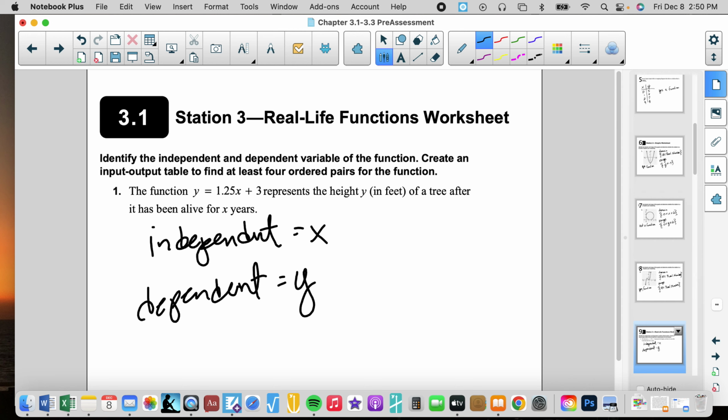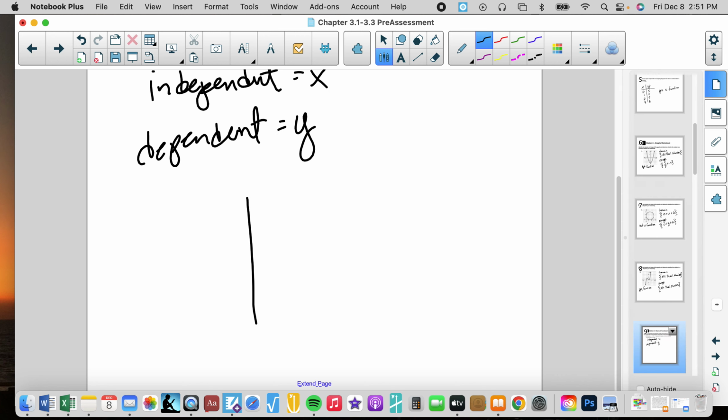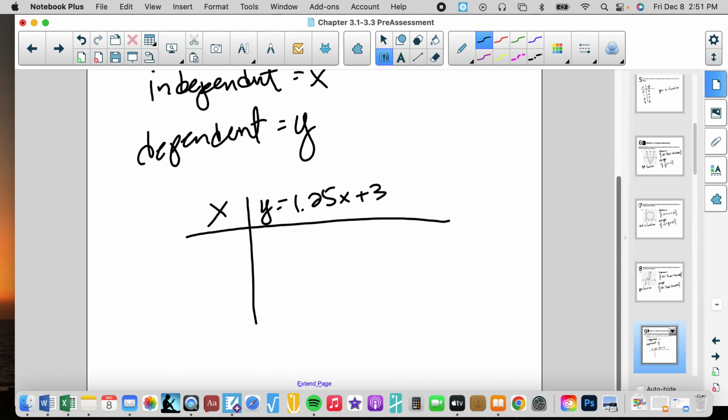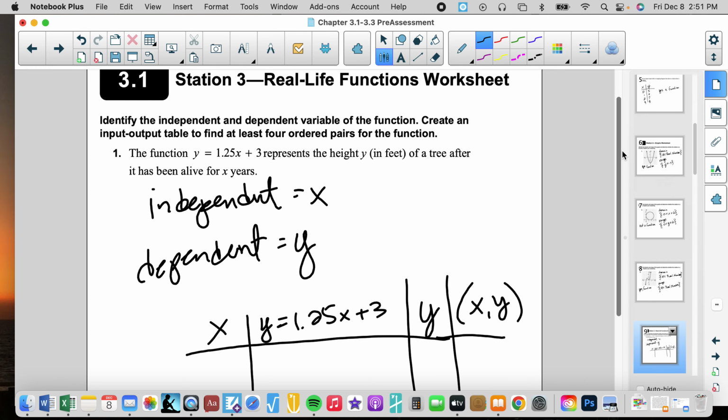So identify the independent and dependent variable of the function. Create an input-output table to find at least 4 ordered pairs for the function. Okay, so we're going to take this equation and create a chart. That is y equals 1.25x plus 3, and it's going to produce my y, and then I have my ordered pairs, or my solutions, my relationship between the x and the y.